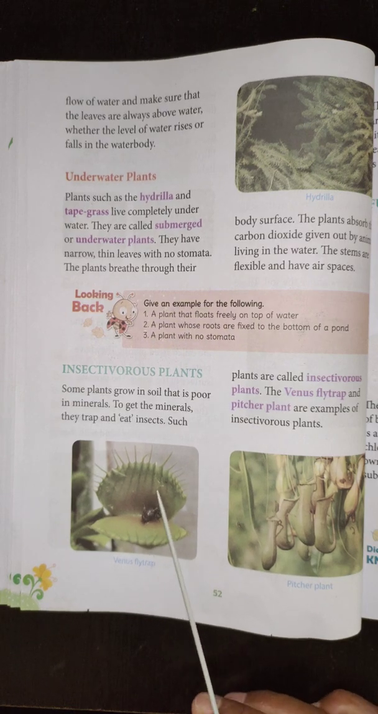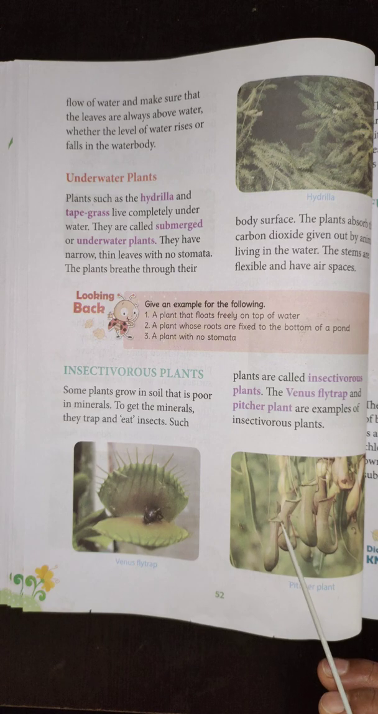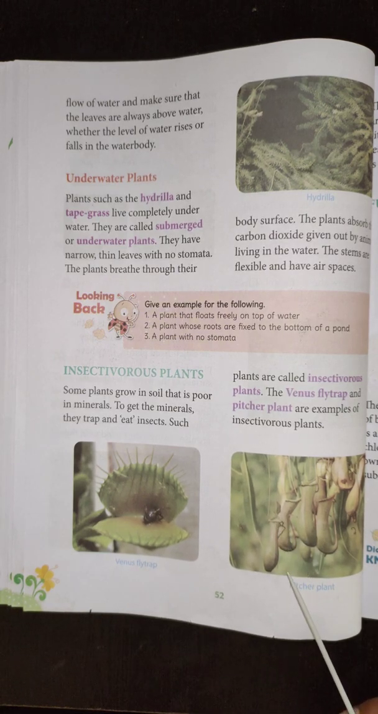The Venus flytrap closes its leaves so that the insects will be trapped. Whereas the pitcher plant has a cavity here. As soon as the insect goes inside, the lid will be closed so that it traps the insect to get minerals.